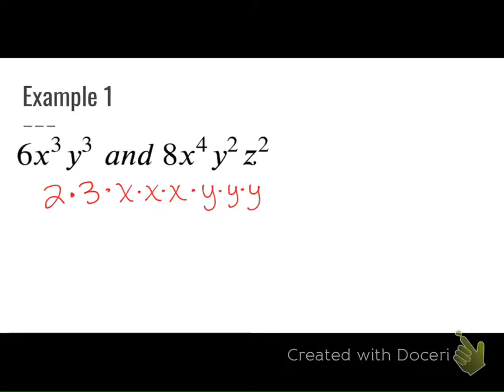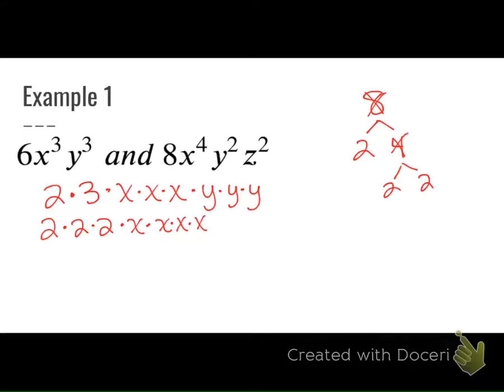If I'm breaking down 8, if I'm not sure what it is, we could do a factor tree. 2 times 4. 4 breaks into 2 times 2. Remember, we don't use anything we broke down. So 8's prime factorization is 2 times 2 times 2. X to the 4th, so 4 x's. Y squared, 2 y's, and z squared, 2 z's.